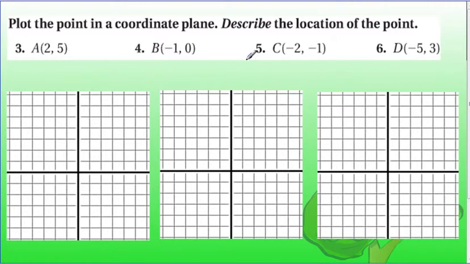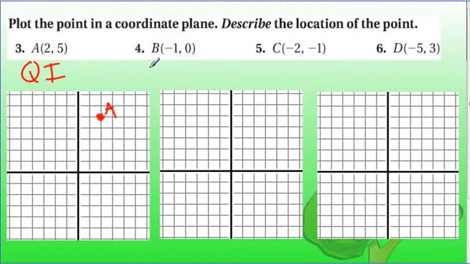All right, 3 through 6. They just want you to plot the point and describe the location. I probably don't need all 3 of these. So let's just see. Number 3 is going to go to point (2, 5). So from the origin, go positive 2, positive 5: 3, 4, 5. That is A. And as far as describing the point, I would call that in quadrant 1. Q1.